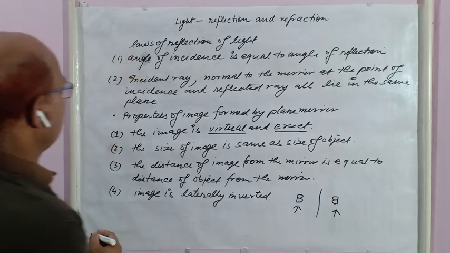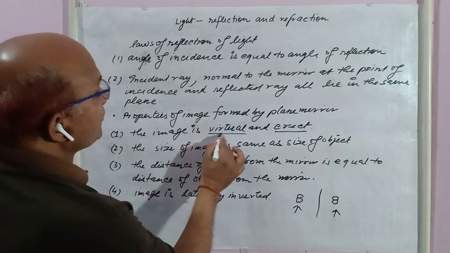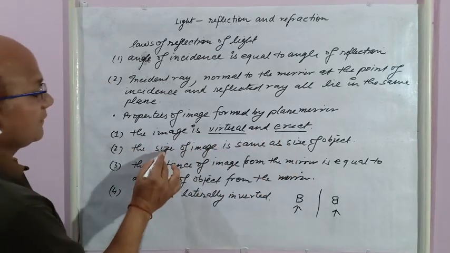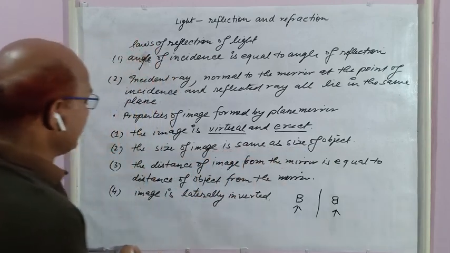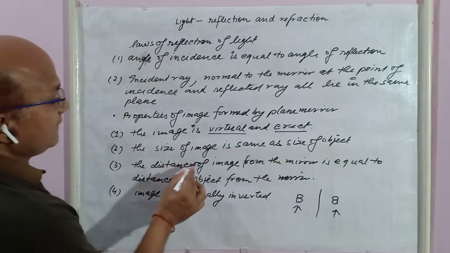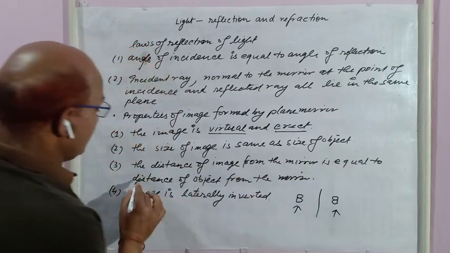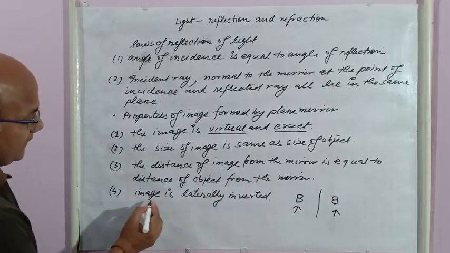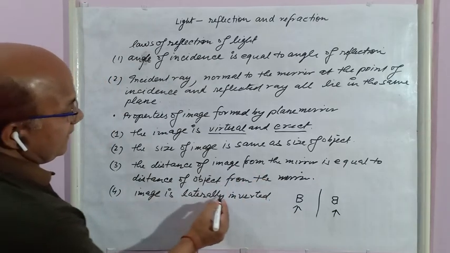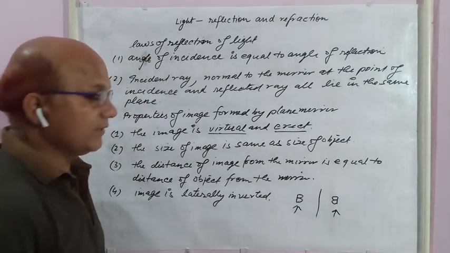So there are four properties. The image is virtual and erect. The size of image is same as size of object. The distance of image from the mirror is equal to distance of object from the mirror. And last point is the image is laterally inverted. Now you all note it.